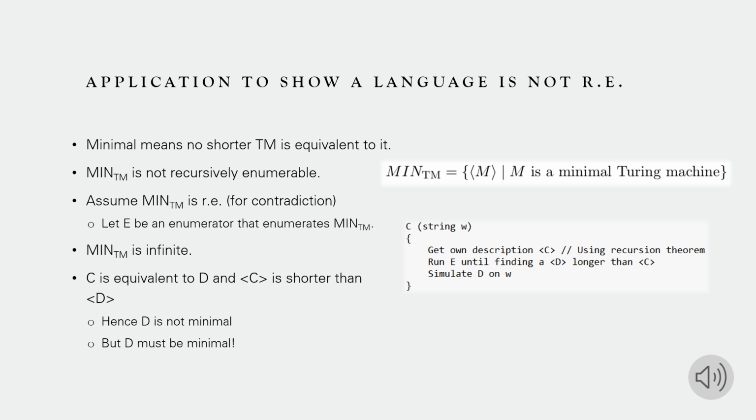Min is infinite, so C will eventually find a D that is longer than it. And because C simulates D, they're equivalent to each other. So C is equivalent to D, and it has a shorter description than D, which means that D is not minimal. But D has to be minimal because it was enumerated by E. So there's a contradiction, which means that min is not recursively enumerable.